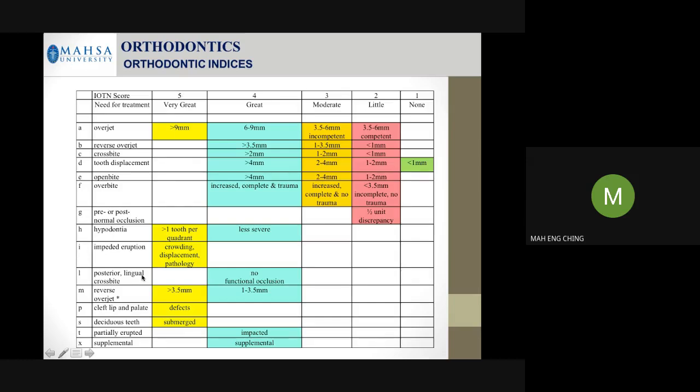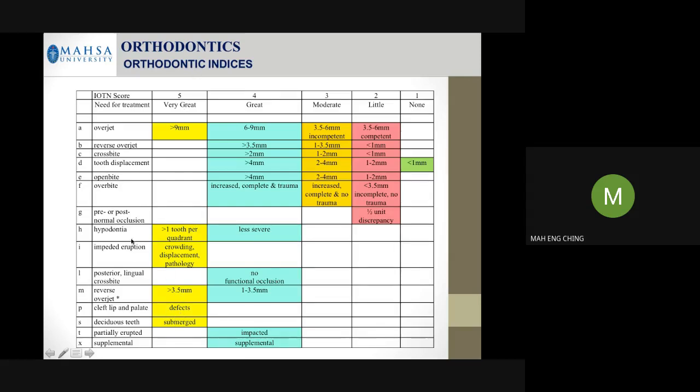Posterior lingual crossbite. There is no functional occlusion. Then we give them 4L. Then after that, if a reverse overjet, like I say, if there are previous reverse overjet investigations and this speech problem, then we upgrade to 4 and 5. If the cleft and palate, then straight away they will get a 5P. Submerged teeth, mainly deciduous D and E, submerged below the contact point, then we give them 5S.